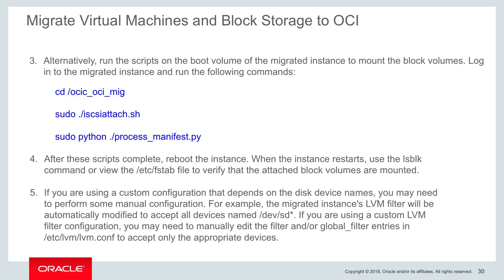If you are using a custom configuration that depends on the disk device names, you may need to perform some manual configuration. For example, the migrated instance's LVM filter will be automatically modified to accept all devices named /dev/sd*. If you are using a custom LVM filter configuration, you may need to manually edit the filter and/or global_filter entries in /etc/lvm/lvm.conf to accept only the appropriate devices.